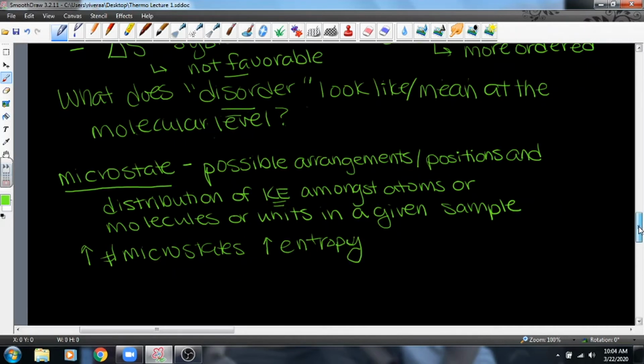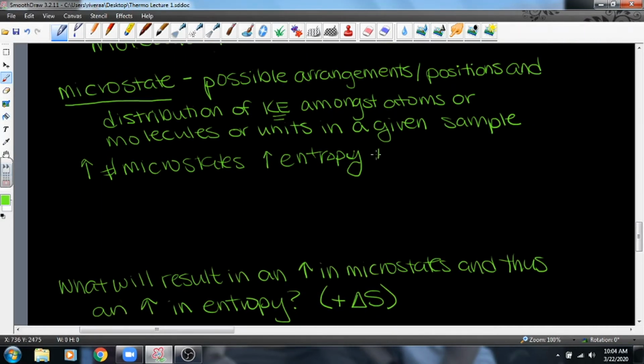Increase in entropy. A positive delta S.